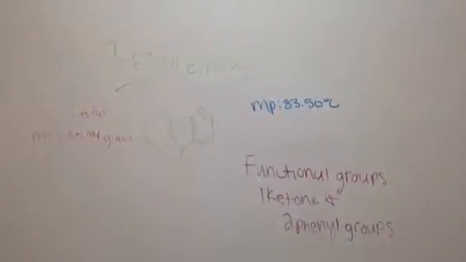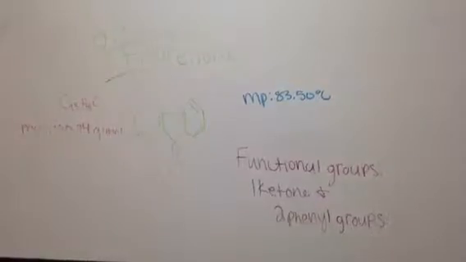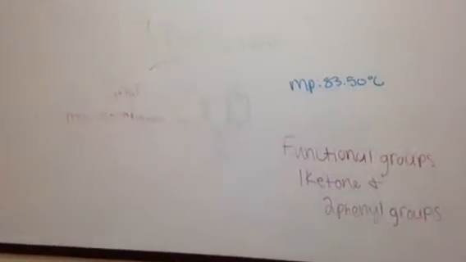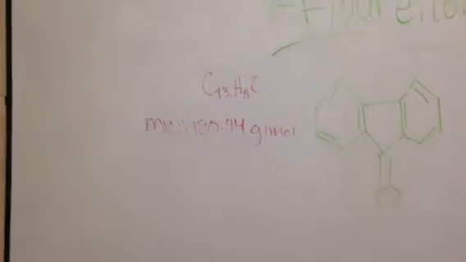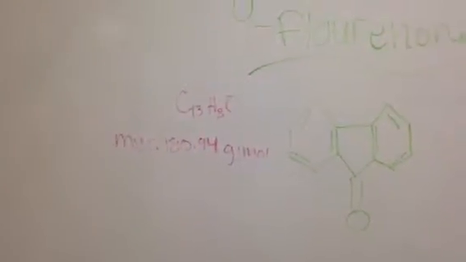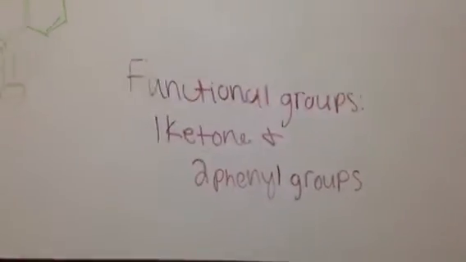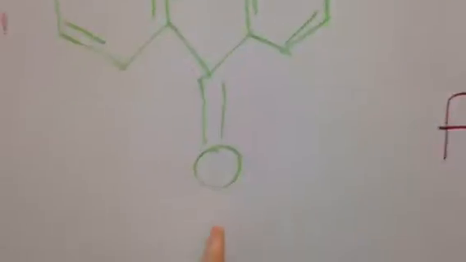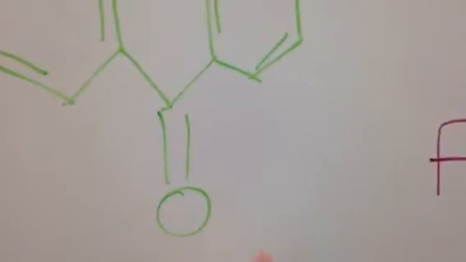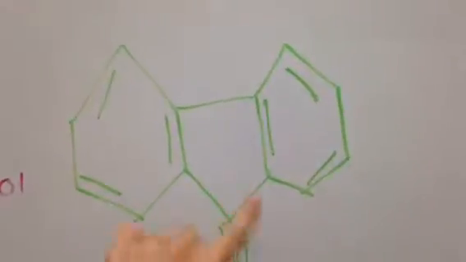Let's take a look at the structure and some of the properties of this compound. You can see the compound on the board, 9-fluorenone, with a melting point of 83.5 degrees Celsius, molecular formula C13H8O, and the molecular weight, 180.94 grams per mole, right there. And then you also can see where we've got the functional groups listed. There is 1 ketone and 2 phenyl groups, which you can see in the molecule. This here comprises the ketone of the molecule, and then this and this right here are the 2 phenyl groups. All 3 come together to make up the molecule.